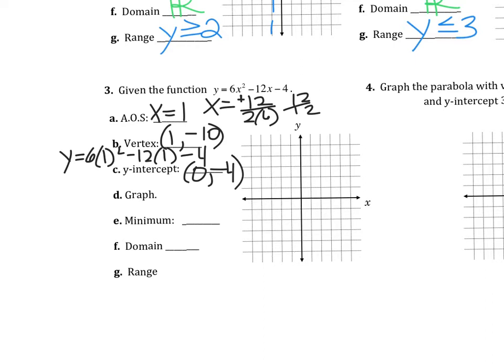So let's plot everything. So I have x equals 1 is my axis of symmetry. (1, -10). I'm just going to pretend like that's negative 10 down there. And then I'm also going to plot (0, -4). So 1, 2, 3, 4. And I'm going to cross over the axis of symmetry to get another point. And then you're going to draw your nice smooth curve. It's a real stretched out.